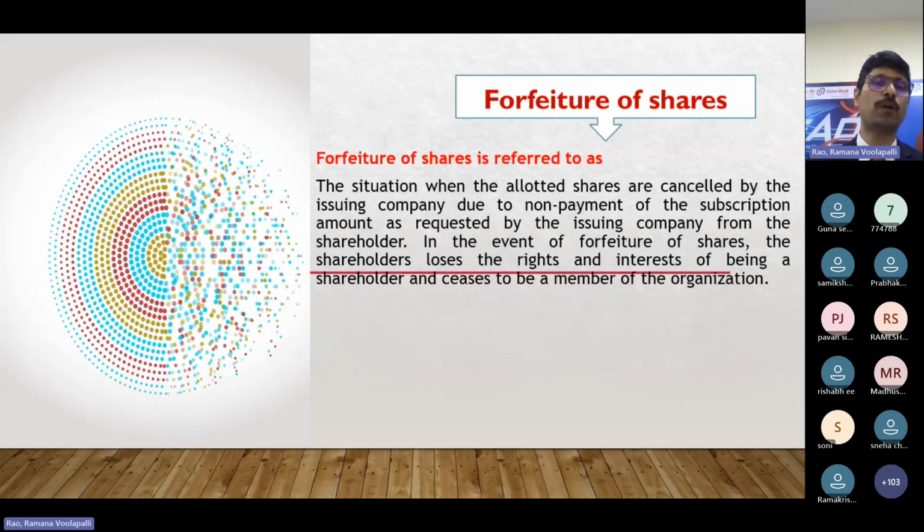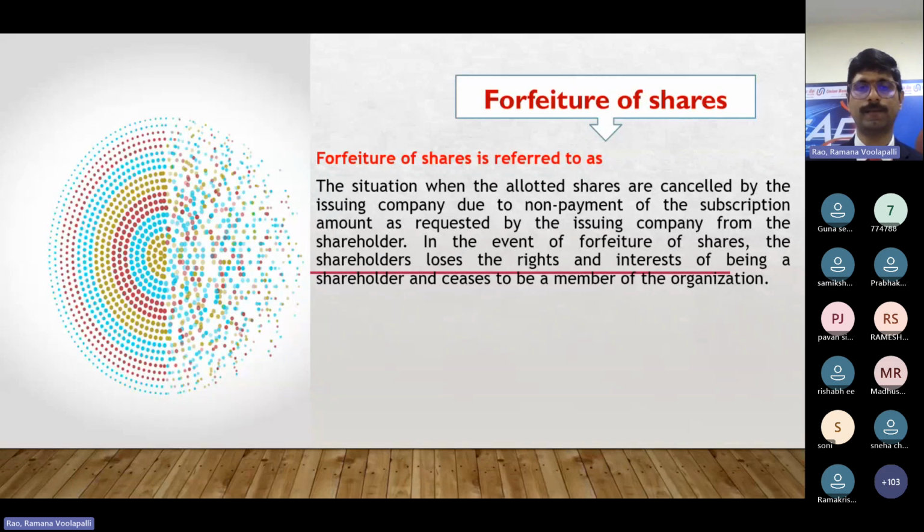If the subscription is not paid, even if the shares are allotted, they can be cancelled by the company. This is the situation when allotted shares are cancelled by the issuing company due to non-payment of the subscription amount requested from the shareholder. In the event of forfeiture of the share, the shareholder loses the right and interest of being a shareholder and ceases to be a member of the organization.